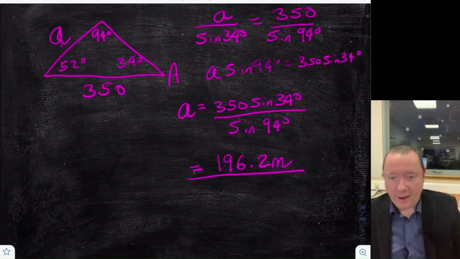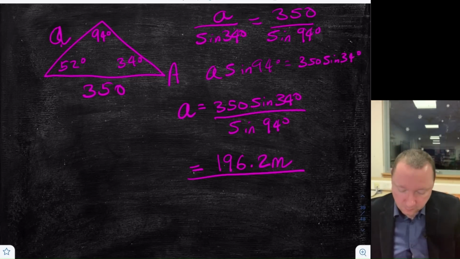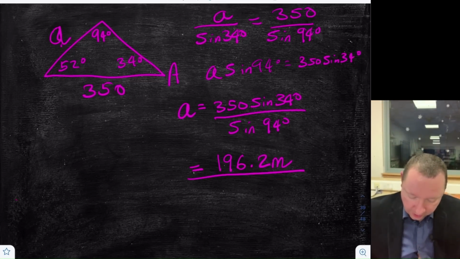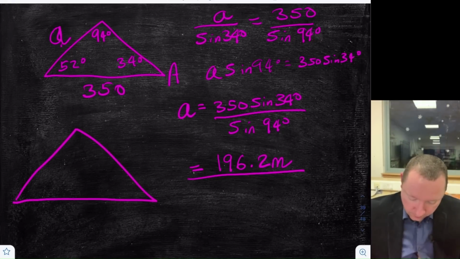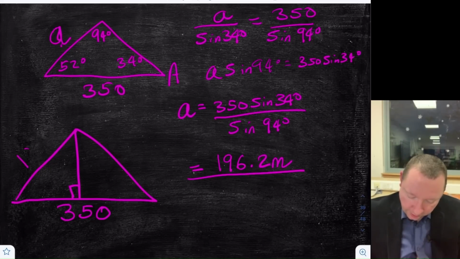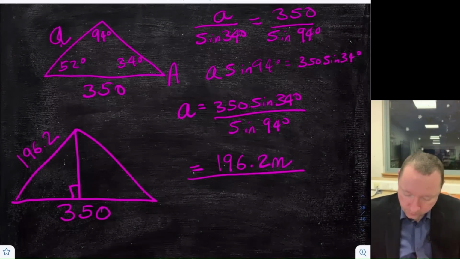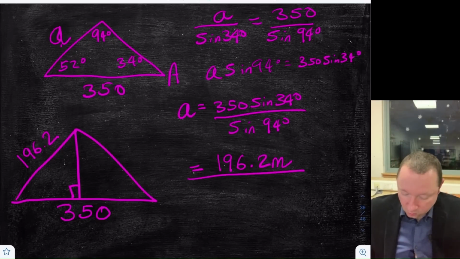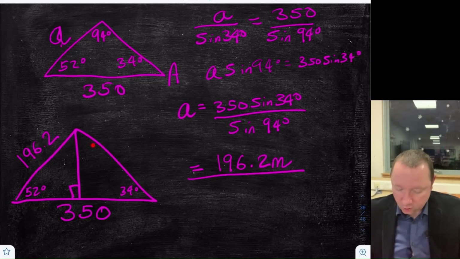But now I need to get the height, okay? So redrawing my triangle to the side with all the information I've got now, I want this height here. I know that this bottom whole thing is 350. I've just calculated that this one is 196.2. And I know some angles. I know this is 52 degrees. This is 34 degrees. I'm not going to bother putting this on because it doesn't cut it in half. It adds up to 94, but it doesn't cut it in half.